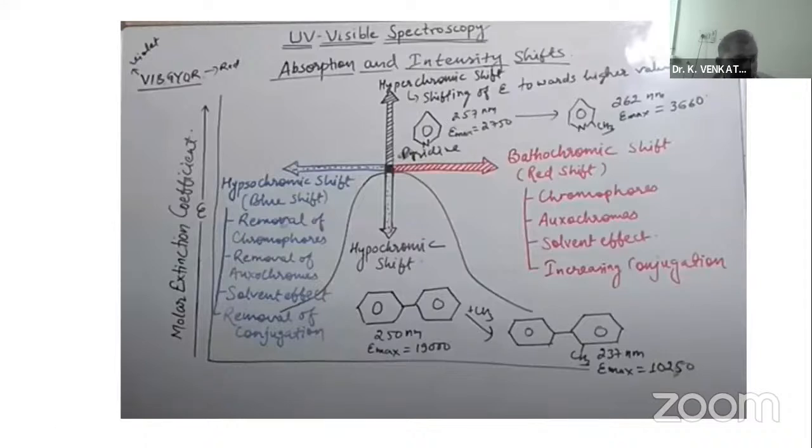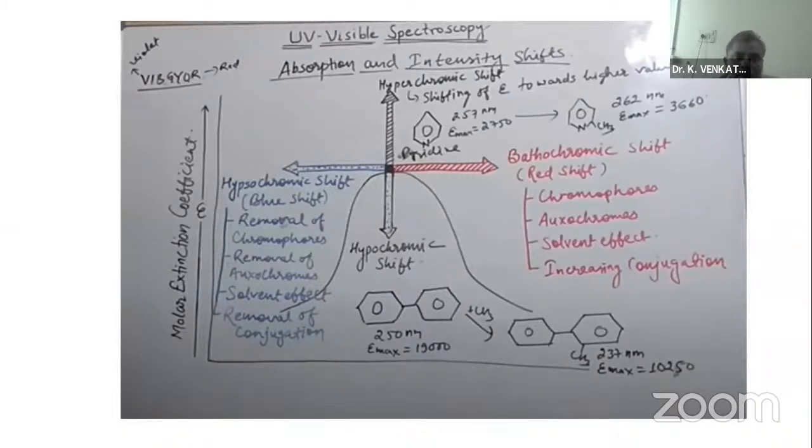So what is the hypochromic shift? Decrease in the value of molar absorption. Here biphenyl is present, 250 nanometers, and the molar absorptivity is 19,080. When a methyl group is substituted, the lambda max value also decreases to 237 nanometers, and the molar absorptivity also decreases, 10,250. So this is called the hypochromic shift.